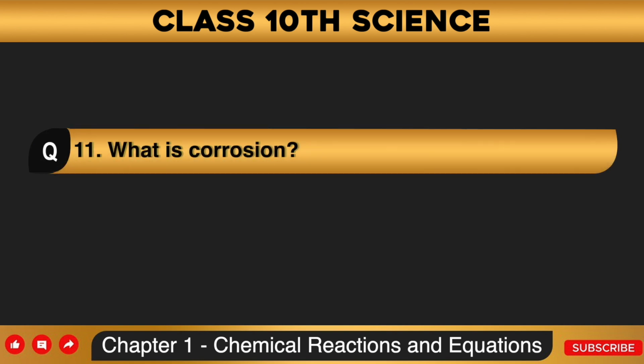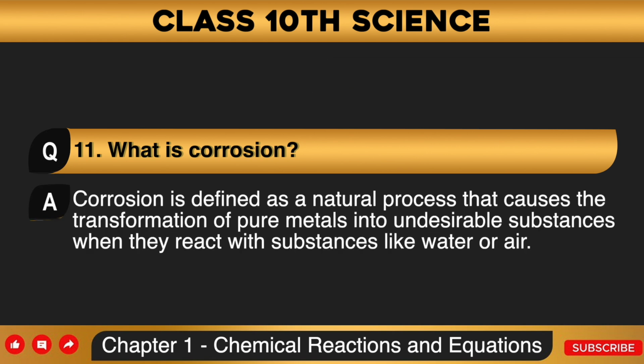Here is the next question. What is corrosion? The answer to this question is corrosion is defined as a natural process that causes the transformation of pure metals into undesirable substances when they react with substances like water or air.